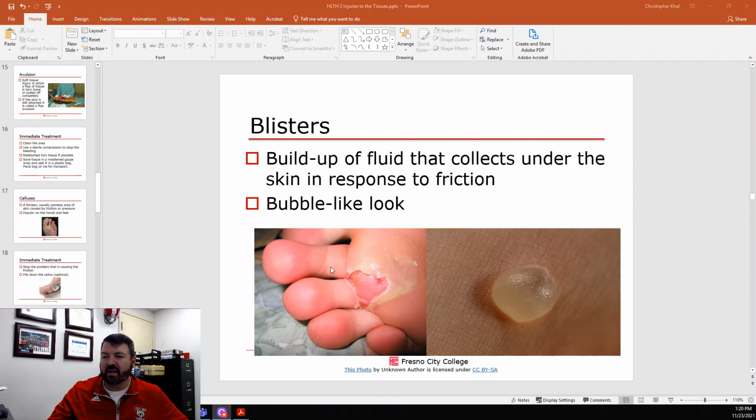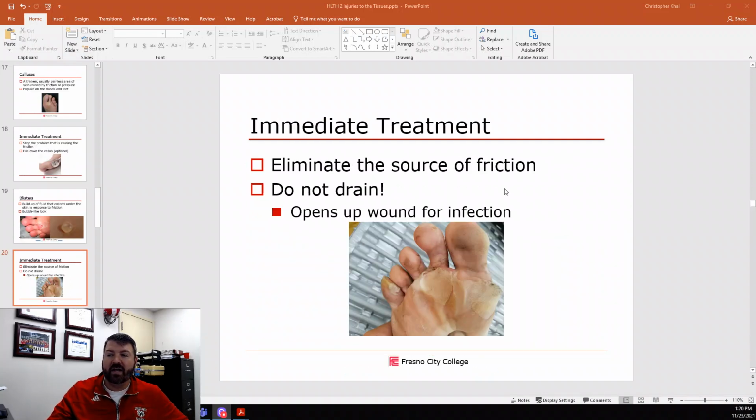Blisters are very similar to calluses, in response to friction. Usually it bubbles up, something like this. Try not to drain them on your own. They'll drain naturally. Don't force them because you're potentially opening it up for infection, which is not what you want.